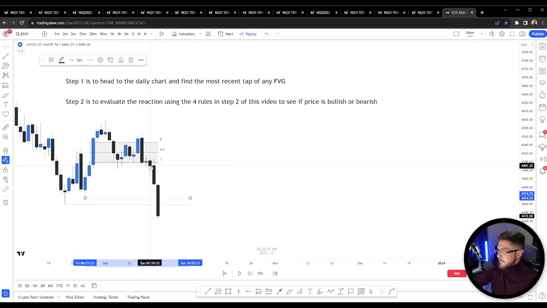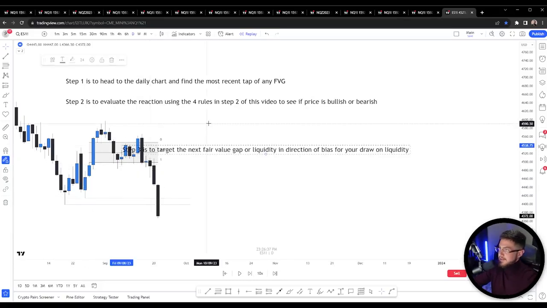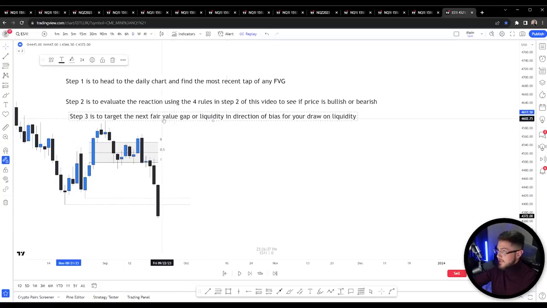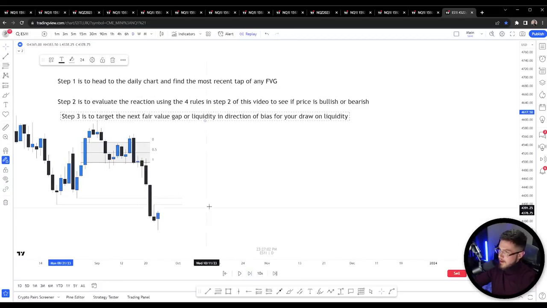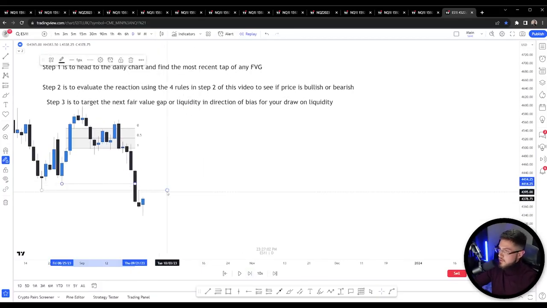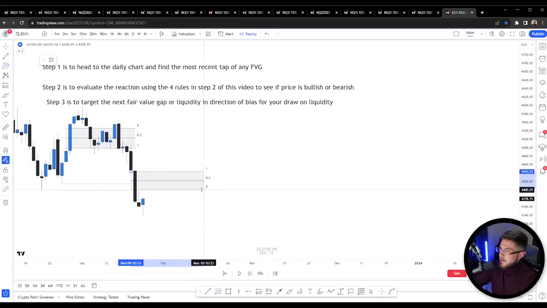You would have been selling the market all the way down into this low, because that is step 3, which is to target the next fair value gap or the next liquidity in the direction of your bias for your draw on liquidity. On all these days, you would have been selling, and you would have been selling very successfully. So let's wait and see what happens next. The market pops up and has now created another couple fair value gaps, so you want to map these out.